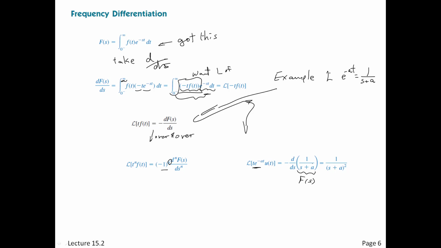So we're just going to take the derivative of that, right? It's the bottom times the derivative of the top; the derivative of 1 is 0, so that would be 0. Plus the top, 1, times the derivative of the bottom. The derivative of s plus a is just 1, over the denominator squared. So that's what we have: 1 over the quantity s plus a, squared.